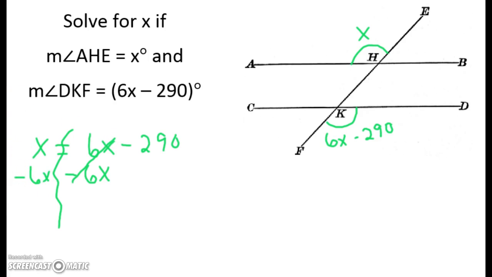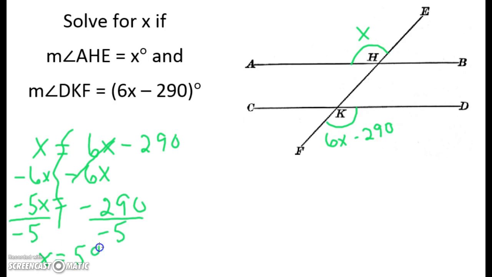x minus 6x is negative 5x. And I have a negative 290 here. So I've got negative 290. And so then to finish this, we'll just divide by negative 5 on both sides. And when you type that into your calculator, negative 290 divided by negative 5, you get positive 58. So in this example, x is equal to 58.